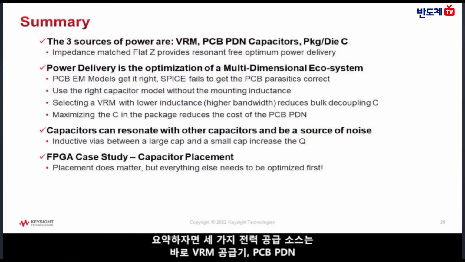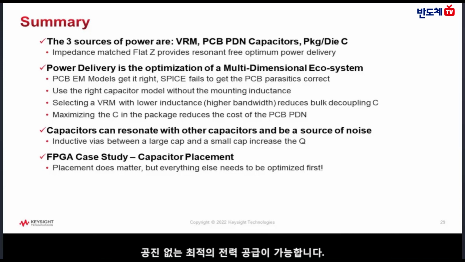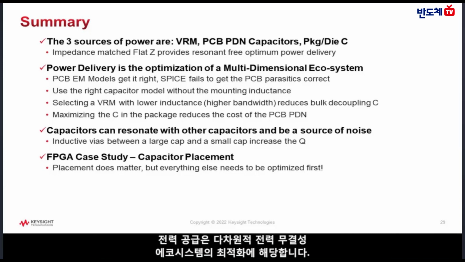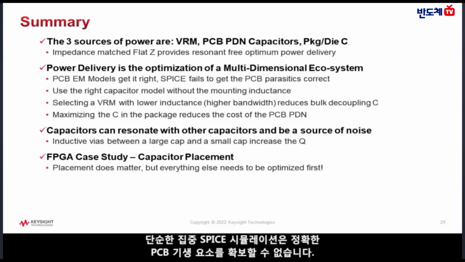In summary, the three sources of power delivery are the VRM supply, the printed circuit board PDN decoupling capacitors, and the package die capacitance. Designing flat, matched impedance across these three sources of power in the frequency domain provides a resonant-free optimum power delivery. Power delivery is the optimization of a multidimensional power integrity ecosystem. When designing, be sure to use PCB EM models to get it right. Simple, lumped SPICE simulations fail to get the PCB parasitics correct.